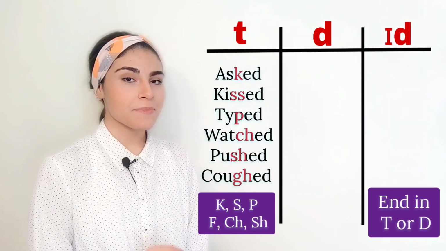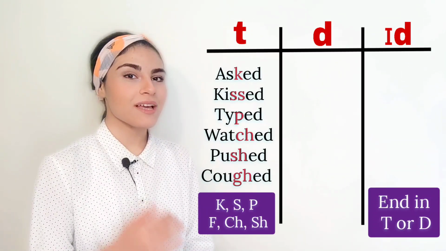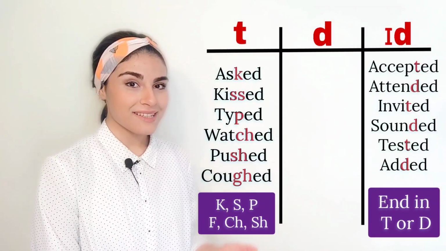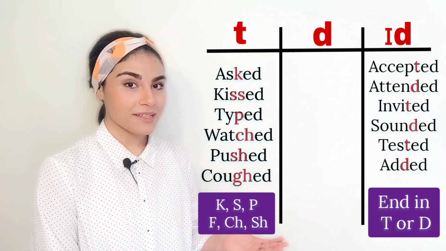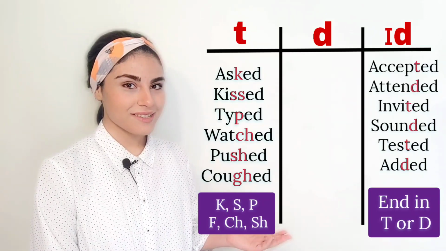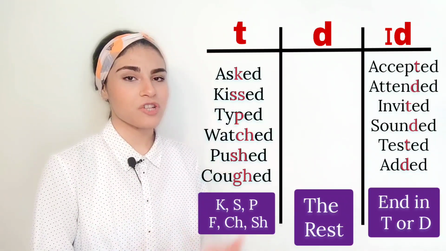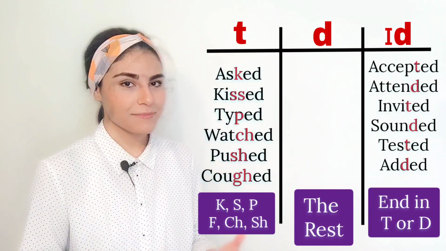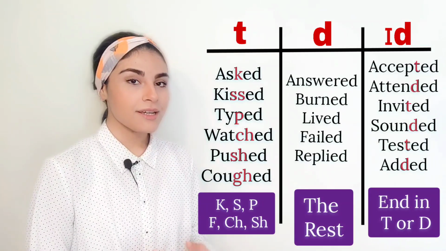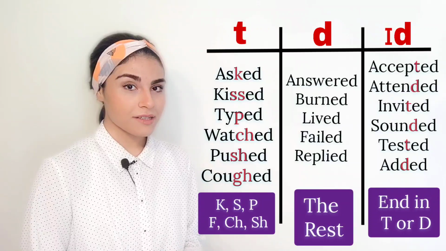When the verb ends in t or d and we add ed, it sounds like id. For example, accepted, attended, invited, sounded, tested, added, and the rest will just sound like d. For example, answered, burned, lived, failed, replied.